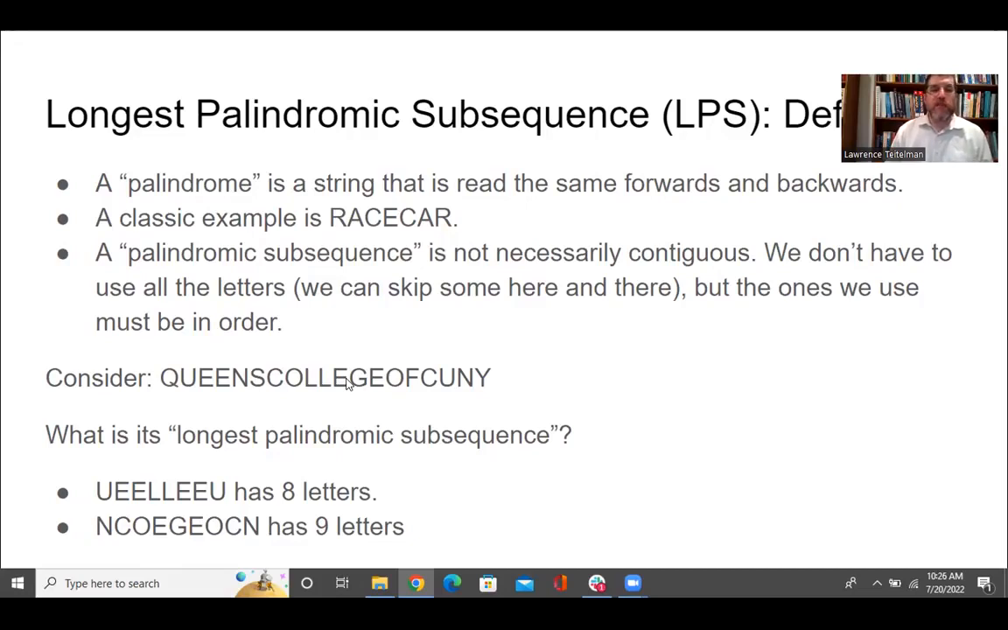All right, what is the longest palindromic subsequence? So this is harder, right? Here's one with 8 letters. Okay, so you got U, E, E, L, L, and then E, E, U. Notice that we're allowed to skip. Okay, then we have this one here. This one is N, C, O, E, G, E, and then the other side of it, O, C, N. All right, so that's a palindromic subsequence with 9 letters. But this is an algorithms course. It's not a how-smart-you-are-visually course. So we want to write an algorithm for it. So here's what we're going to do.